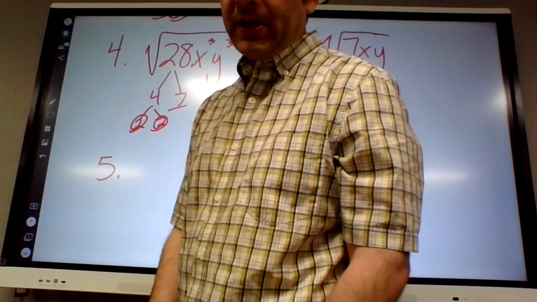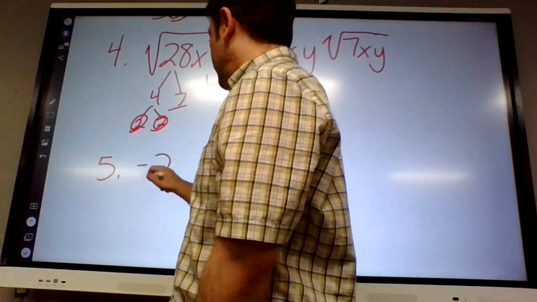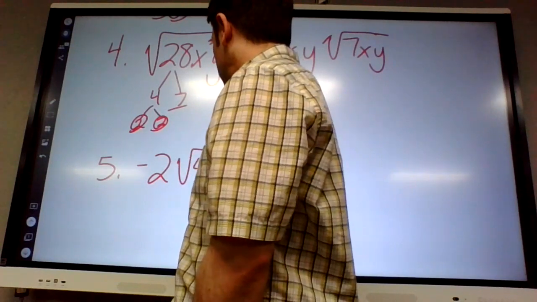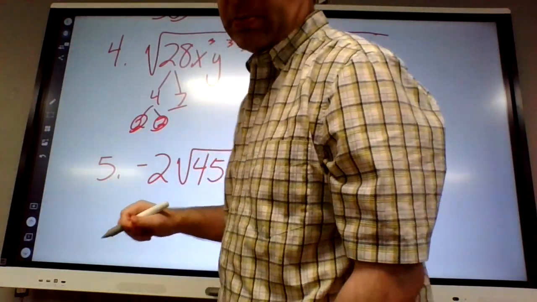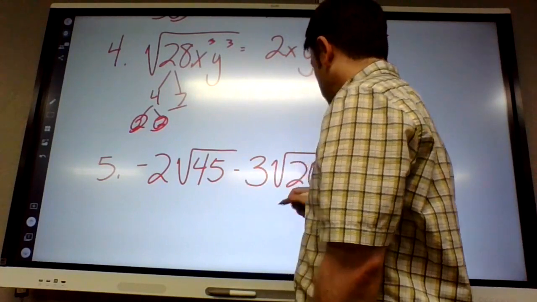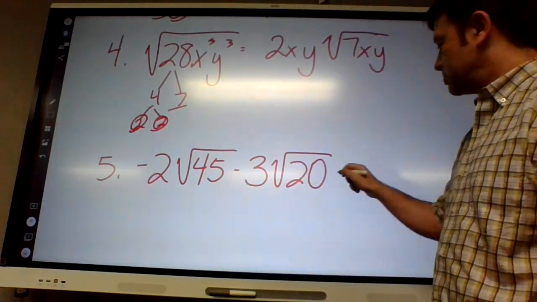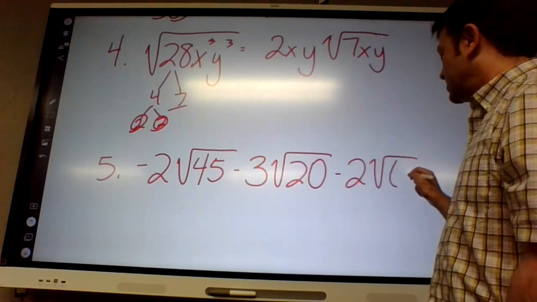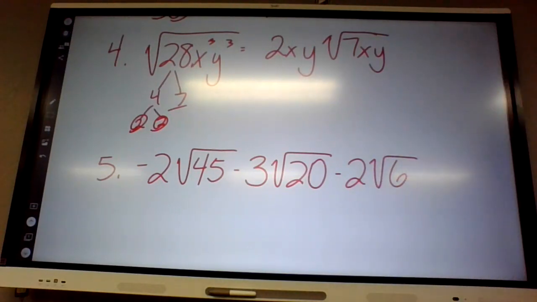Negative 2 square root of 45, minus 3 square root of 20, minus 2 square root of 6. Okay, can a calculator do this? Yes, it can.